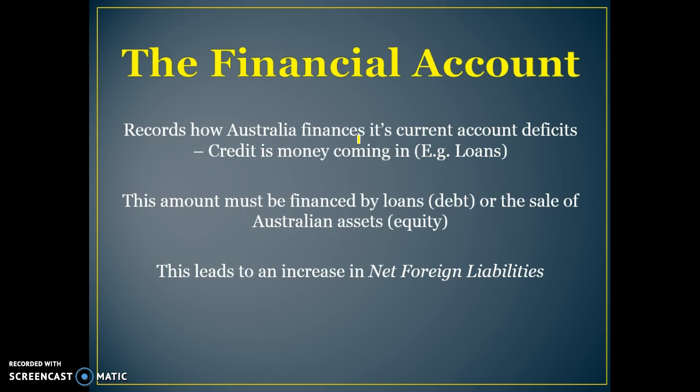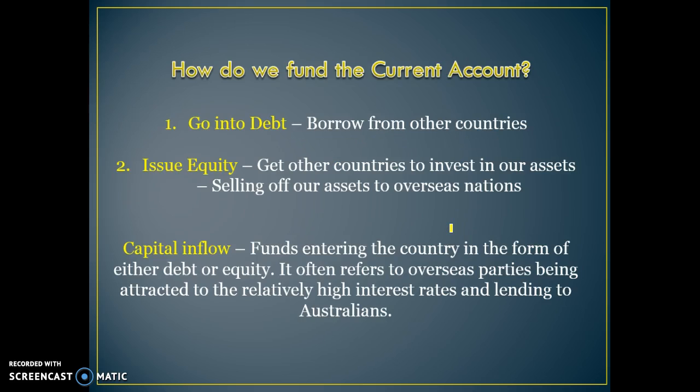So are we going to do that by selling off loans, which would be a credit in the official or non-official borrowing, or are we going to do that by selling off our assets or our equity, which will also belong into that account as a credit as well in the portfolio or direct investment column. So financial account transactions, we either go into debt and borrow from other countries, or we issue equity and then get other countries to invest in our assets as a way of receiving finance as well.